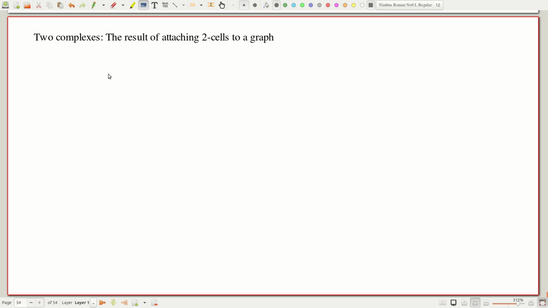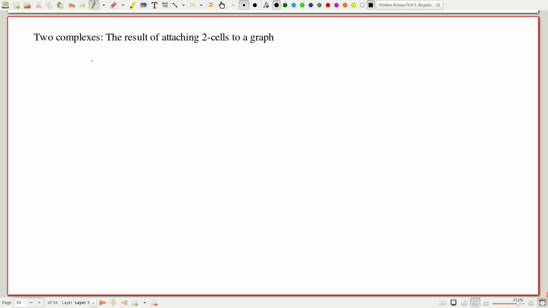Okay, so the spaces we'll consider which are important from the fundamental group point of view are two complexes. These are the result of attaching two cells to a graph. So we can attach 0 cells to an empty set, then 1 cells, and then 2 cells. We'll remark what happens when you attach 3 cells, but this is the important case as far as fundamental groups is concerned.